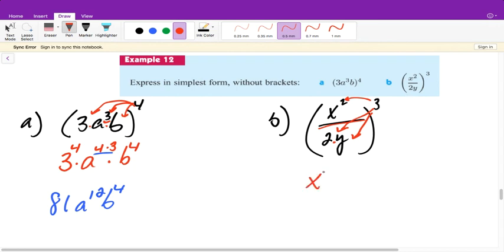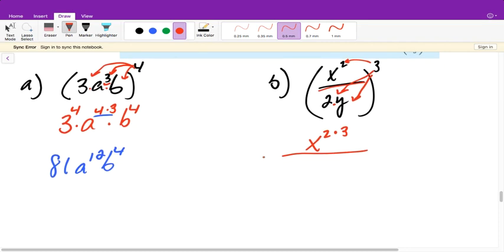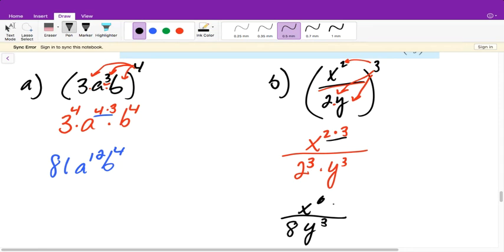So it becomes x squared times 3, because we already had an x squared. Then we get 2 cubed times y cubed. Well, we can then just go ahead and simplify this. x squared times 3 gives me x to the 6. 2 cubed is 8, and y cubed. So that will then be your final answer for this question.